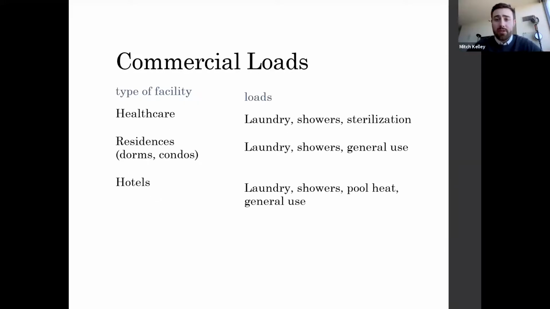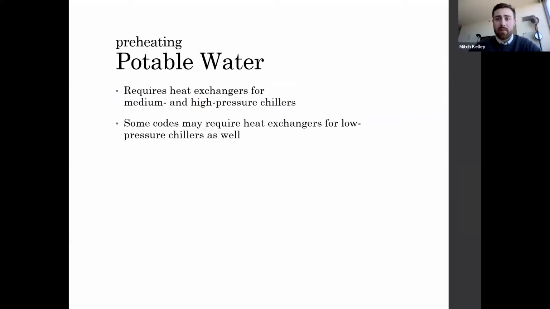Now, many commercial facilities use water for washing, showering, and other everyday usage. Such facilities include hospitals, for laundry, showers, and sterilization; dormitories, again for laundry, showers, and general use; and hotels. Pool heat is a good example of this. But all of these facilities require large quantities of makeup water that must be heated. So an auxiliary condenser, which I'm going to discuss later in this presentation, may be able to meet these loads.